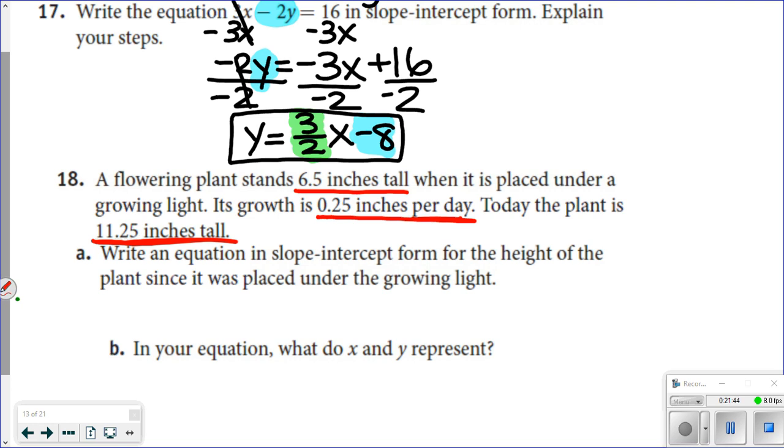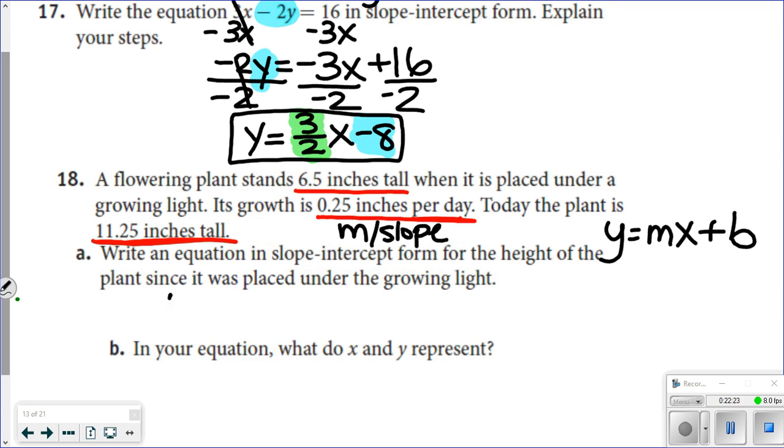So when we're writing an equation in slope-intercept form, we need two things. We need our m, which is our slope, and we need the b, which is the y-intercept. So the m is our slope, or remember in activity 9, we called it our rate of change. What are we changing by per day? What are we growing by? 0.25 inches. So this is our m, or our slope.